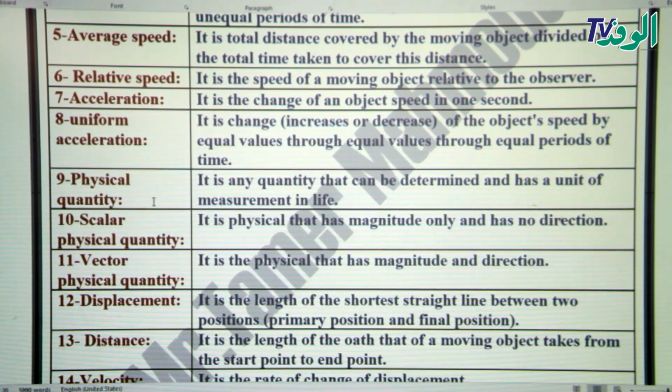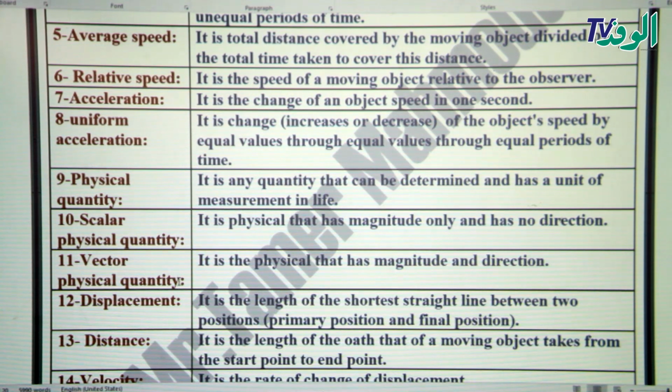Physical quantity can be classified into two main types, such like we started. Number 1, scalar physical quantity. Number 2, vector physical quantity. What's meant by the scalar physical quantity? It is a physical quantity that has magnitude only and has no direction. Excellent. Very good.